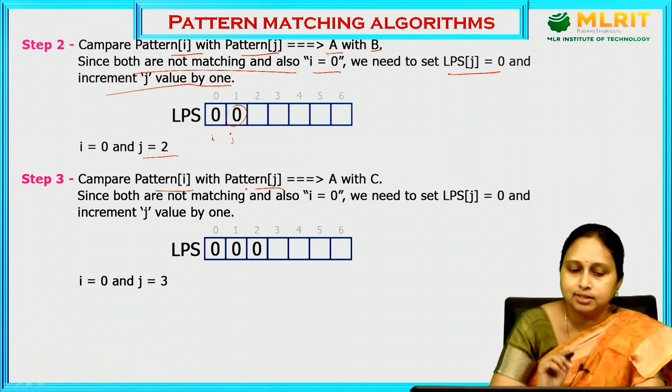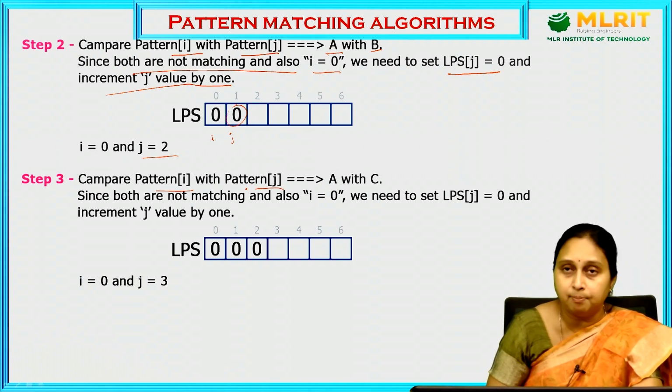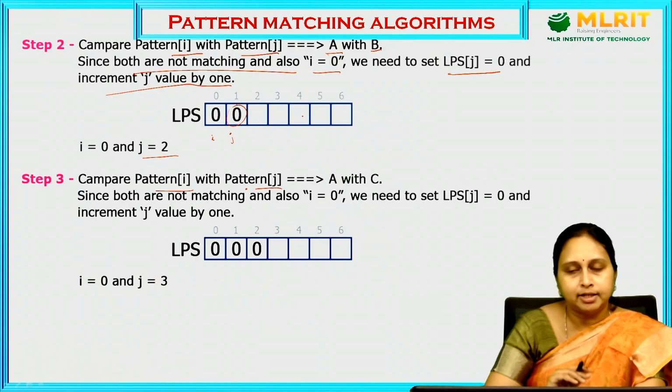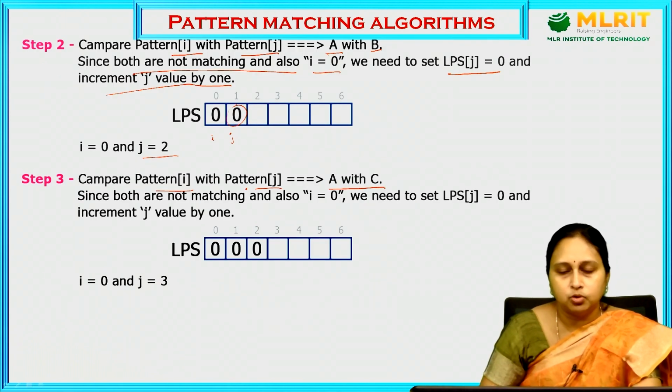Right? Now i is at the 0th position only. Now we are going to compare with j. Now observe, this is your i value and this becomes your j value. Now, are both matching? No, both are not matching.